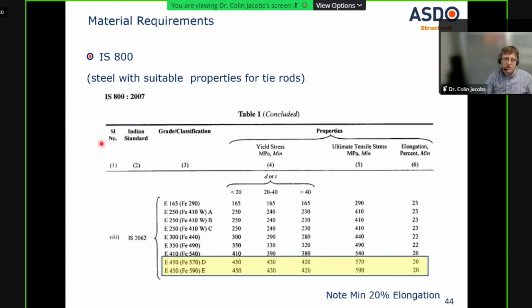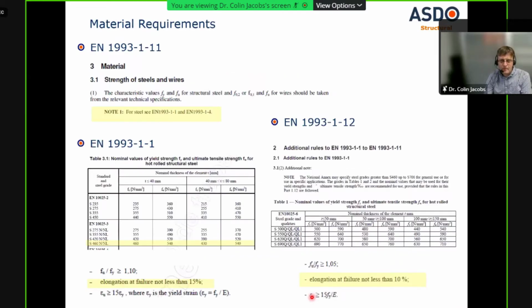But one thing I did note in the IS 800 is your elongation requirements for steel seem to be a bit higher than what the Eurocode states, so 20% in this case for a 450 grade steel. If we look at the Eurocodes, again, part 1-11 tells us to look back to EN 1993 part 1. So we go to 1993 part 1 and these are much more common steels, you'll know, from S235 up to S460. So they're the common steels.